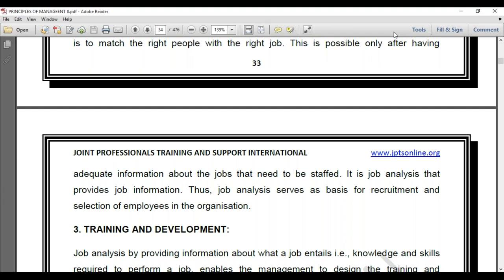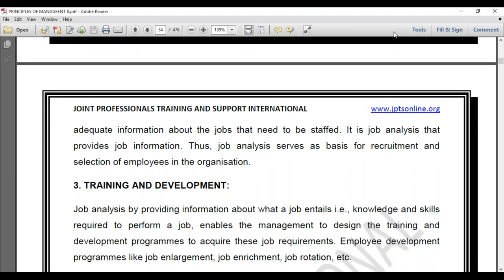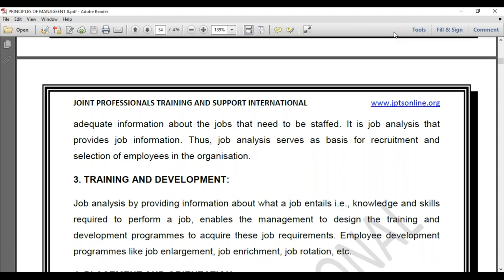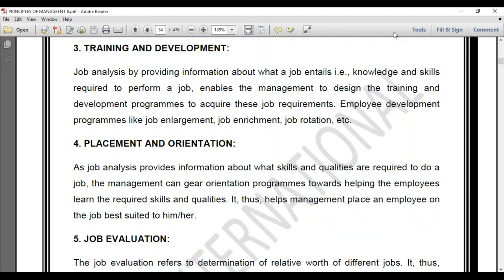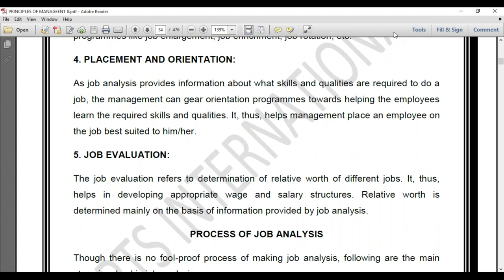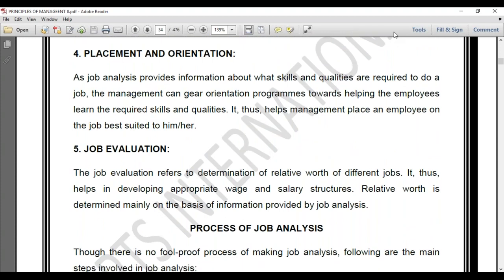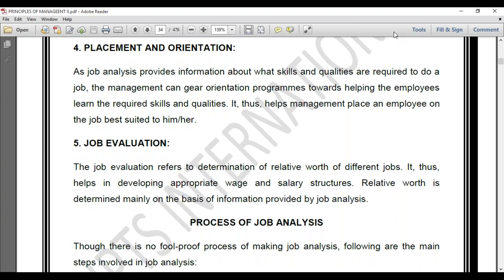Job analysis also helps us in training and development. It helps you to develop and train the employees you have hired over the years and map out the training that they will require in the next few years to come. It also helps in placement and orientation, putting the right personnel in the right department. From there, it also helps for job evaluation. Job evaluation refers to determination of relative worth of different jobs.